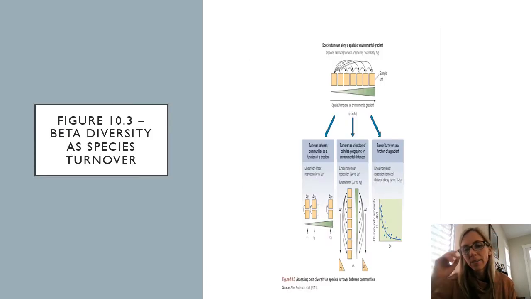This is a figure that gives a little insight into the way we can look at assessing beta diversity.